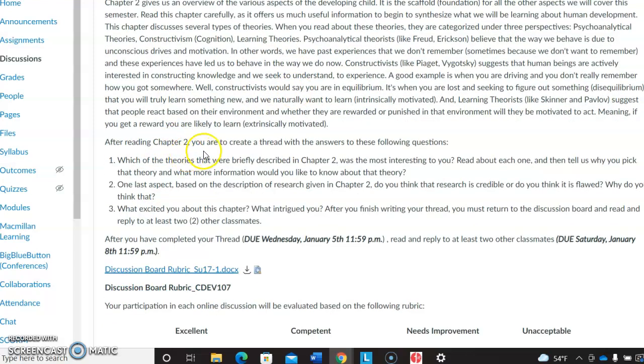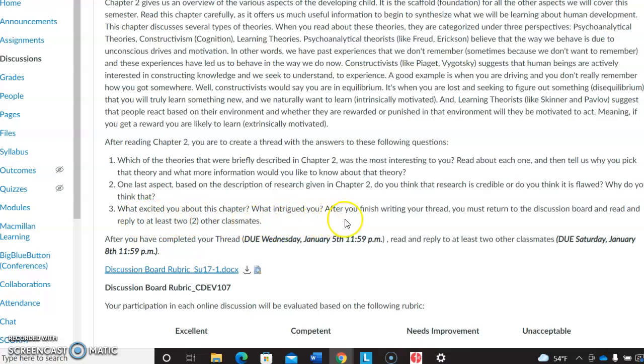After reading chapter 2, you are to create a thread answering these questions. You'll answer which of the theories briefly described in chapter 2 are most interesting to you. After you're reading about it, tell us why you picked that and what more information you would like to know about this theory. And then on one aspect, based on the description of research given in chapter 2, do you think the research is credible or is it flawed? Why do you think that way? And then the last question you need to answer is what excites you about this chapter?